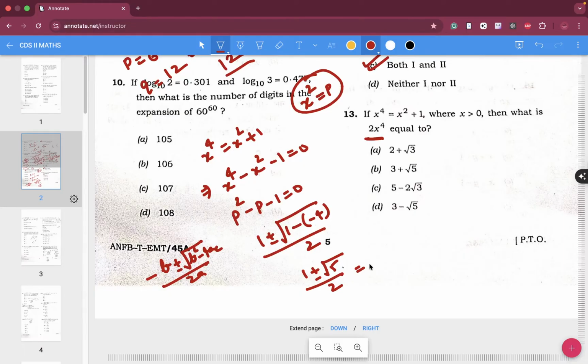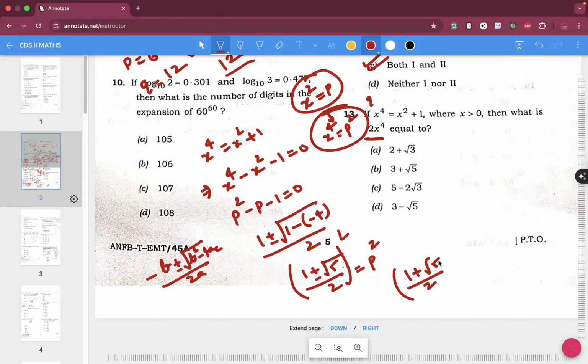Now this is the value of p. If we have to get p square, we will reach x raised to the power 4, so we have to do a square of this. Either you do the square of 1 plus root 5 by 2 or 1 minus root 5 by 2, it does not matter. So this particular value is simply your p square, or otherwise x raised to the power 4. Now if you solve for it, you will get 1 square plus root under 5 square, which means 6 plus 2 root 5 by 2.